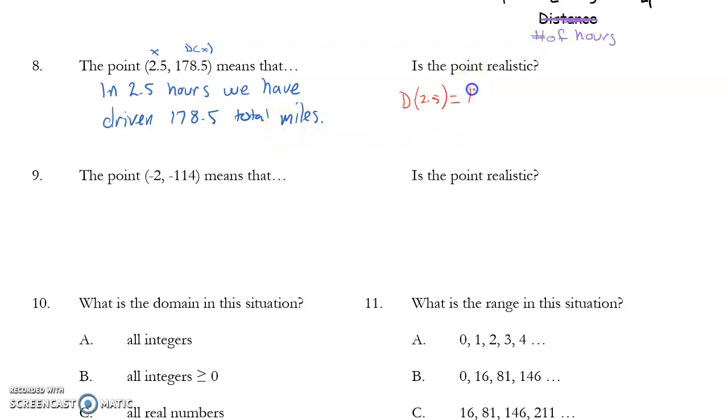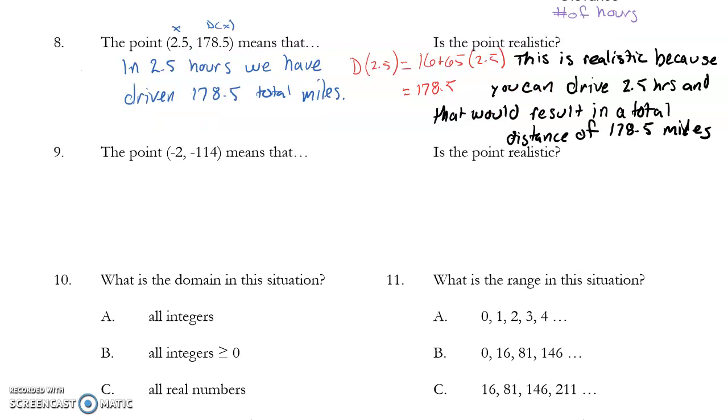So I get 16 plus 65 times 2.5. And in fact I do, therefore it is realistic. It's realistic to drive for 2.5 hours, and that input would result in this output. So we'd want to state that in a sentence. So there we have it. You have your work, and then you have your sentence. It is realistic because you can drive 2.5 hours, and that would result in a distance of 178.5 miles. Go ahead and press pause and try number 9.